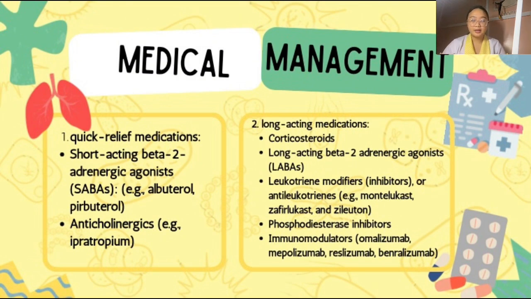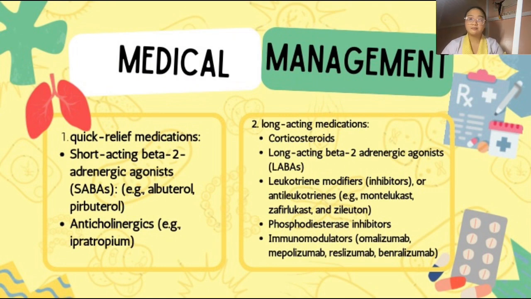Now, the next category or the last category is the long-acting medications. So the purpose of using long-acting medications is to prevent asthma attacks and reduce the overall severity of the condition. So the types of medications under this category are the corticosteroids. Inhaled corticosteroids are the cornerstone of asthma management. So they help reduce inflammation in the airways, preventing asthma attacks and improving lung function.